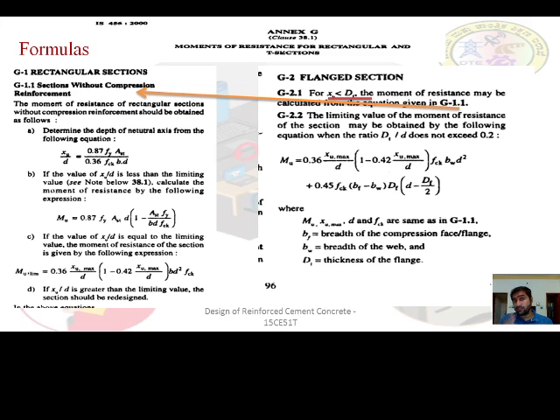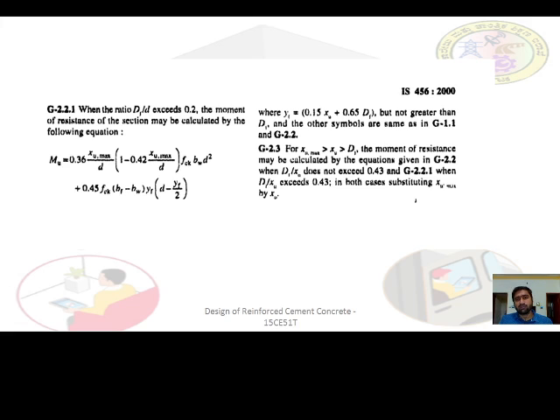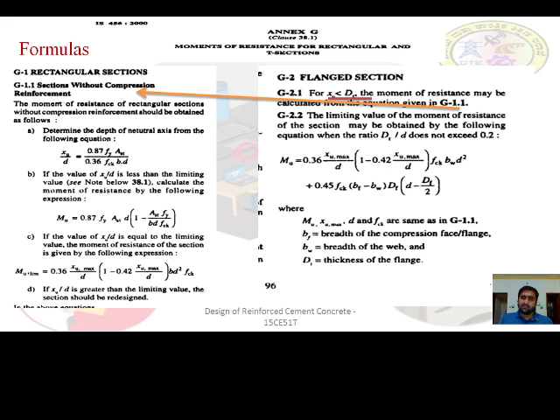If that XU is less than DF, then in the same equation C1 plus C2 is equal to T, the C2 value changes. Instead of DF, we replace it by the equivalent term YF, where YF is given as 0.15 times the XU plus 0.65 times the DF. We substitute this value and calculate the XU. Then the calculated XU we compare with the XU max. The maximum value of XU for 250 grade steel is 0.53 into D. Like that we have the XU max values.